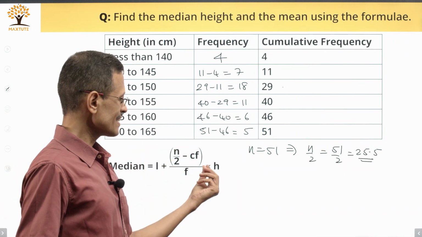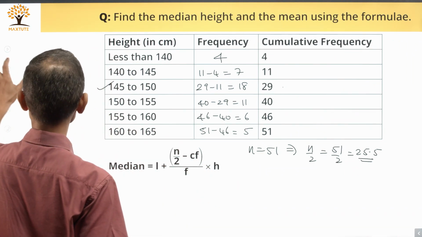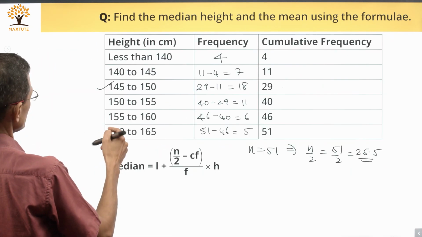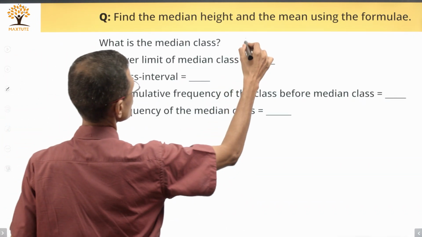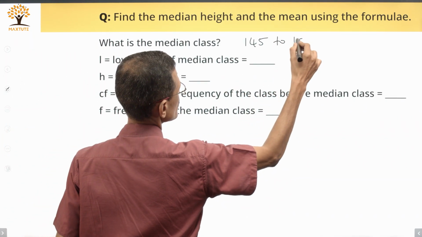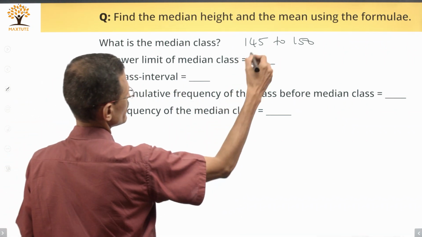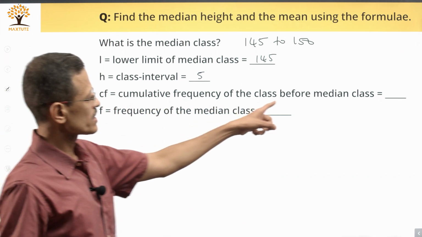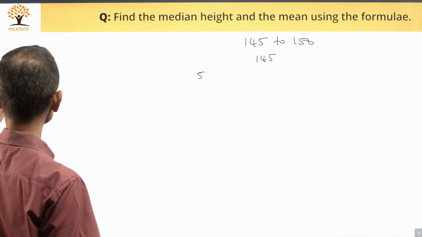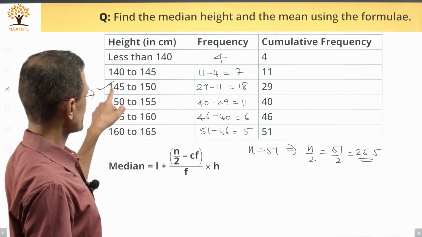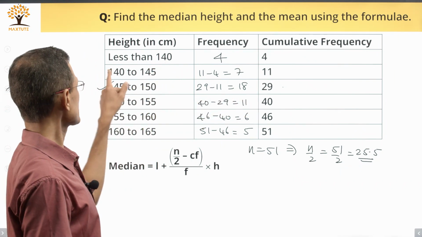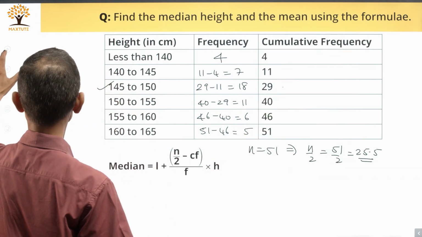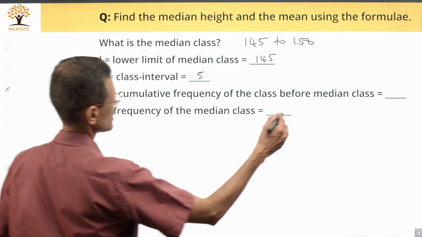This calculation is a little painful, but we nevertheless have to do it. We know what each of these terms are. The median class is 145 to 150. That's the median class. The lower limit of the median class is 145. That's quite evident. The height of the median class is equal to 5. The cumulative frequency of the class before the median class is 11. This is what the table says. The median class is 145 to 150. The class before that is 140 to 145. The cumulative frequency of that class is equal to 11. So the Cf for us is equal to 11.